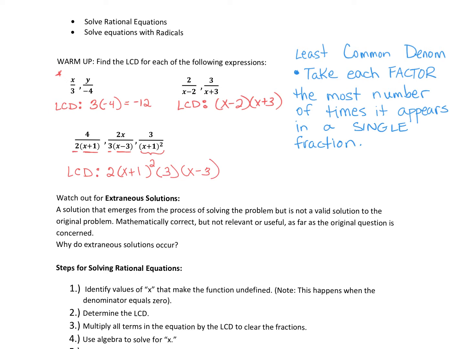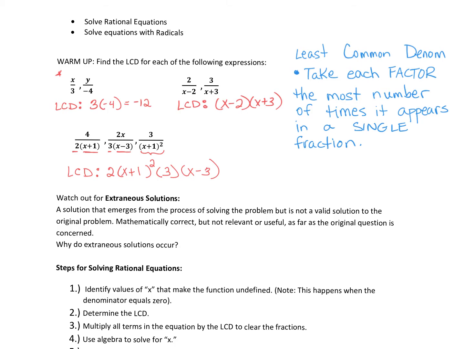Okay, so when we're solving a rational equation, we have to watch out for extraneous solutions. These are solutions that we might get when we're solving, but when we check it, it turns out it makes one of the denominators equal to 0. So one thing we're going to do is always make sure that we identify our extraneous solutions.